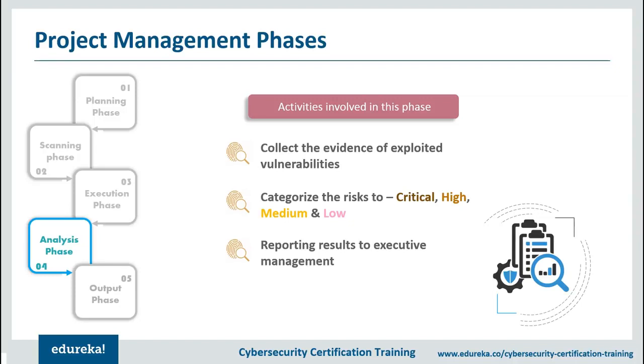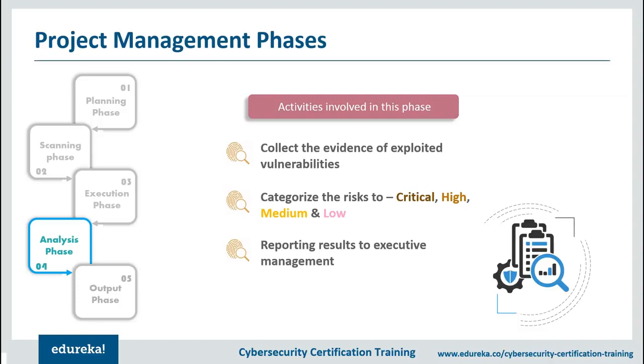So he basically categorizes the risk, as in he specifies if the risk is critical, high, medium, or low, as in the effect of that vulnerability on the system will be critical, high, medium, or low. Well, don't worry about it. In the demo part of the session, I'll show you this part and you'll understand it much better over there. So let's move on to the next phase, which is the output phase.